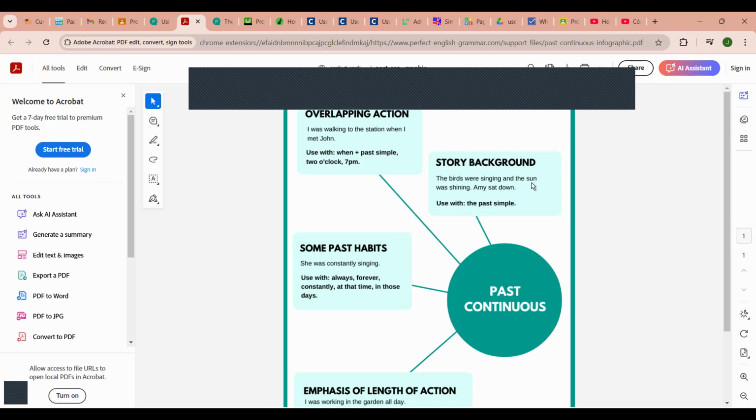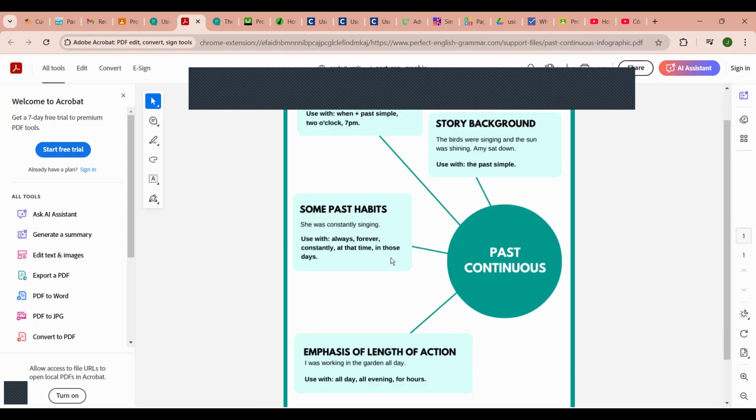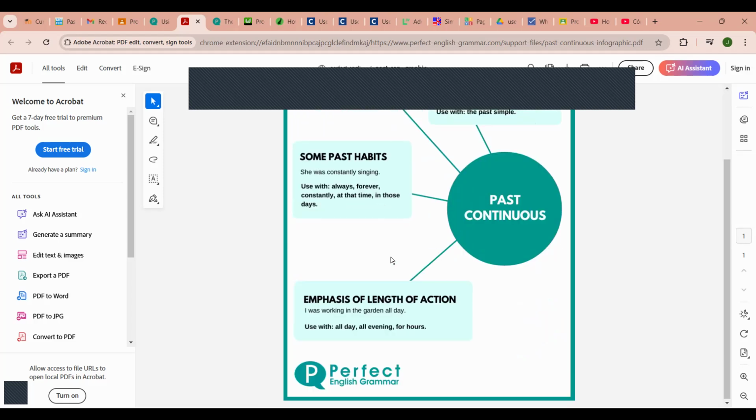We are going to be practicing past habits, not necessarily only she was constantly singing and these types of frequency adverbs. We're going to be zoning in today on used to and would do certain things. All right, but the past continuous also is used for emphasis on the length of time. I was working in the garden all day. That all day is also an adverbial expression.